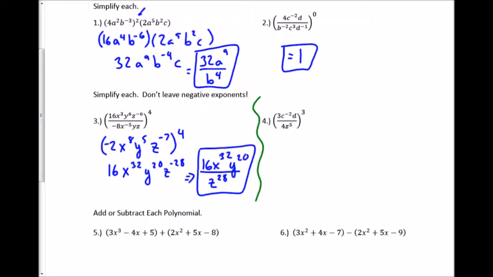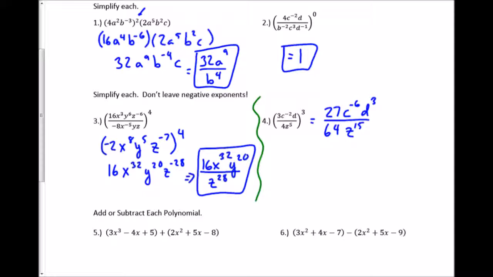Number 4 is very similar, except there's nothing that we can divide inside of here, so I'm going to go right to doing the exponent. So 3 to the third power is a 27. I multiply the exponents. That's a c to the negative 6th, d to the third. Underneath here, 4 to the third power is 64. I multiply the exponents. That's a z to the 15th.